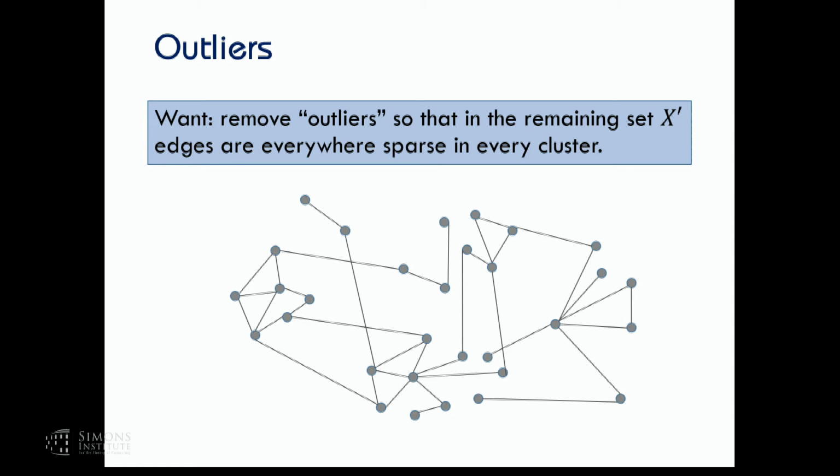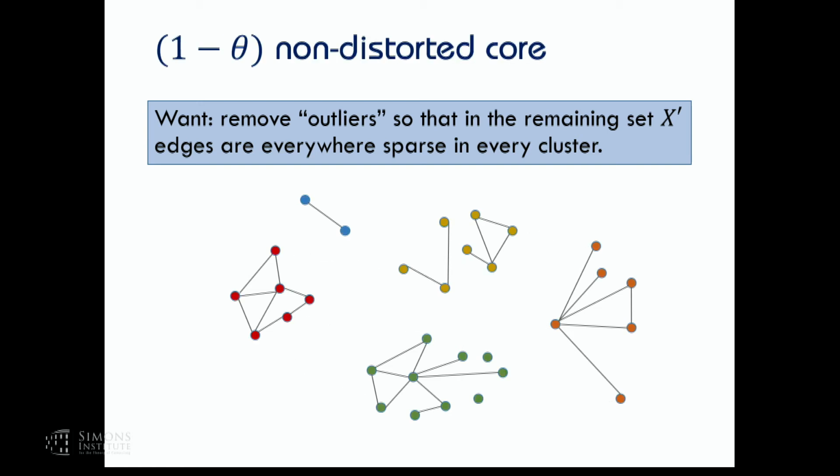Let's try the following. Let's try to remove a small set of the outliers from our instance so that the remaining instance satisfies the desired property. So this is what we want to do. We first get the random dimension reduction. It defines the distortion graph, we also get a clustering which depends on the dimension reduction.